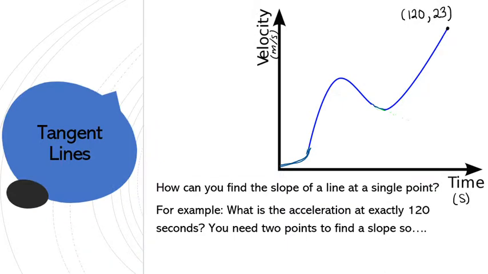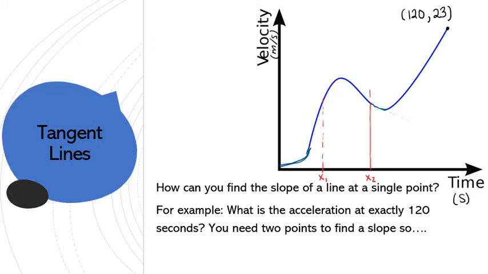Bring in the tangent lines. We said with the secant line we could get the average acceleration between 0 and 120 seconds. But what if we want to know what's going on at a certain time? Like, what is the acceleration exactly at this point? Or what is the acceleration exactly at this point? That's a little more complicated. How can you find the slope of a line at a single point when you always have gone around finding slopes by using 2 points?